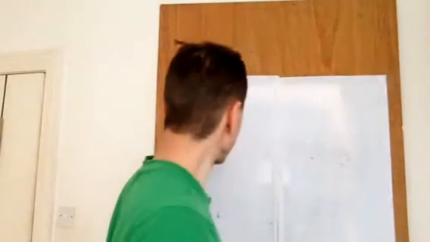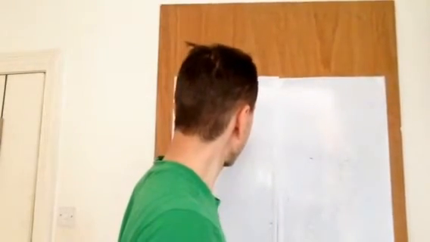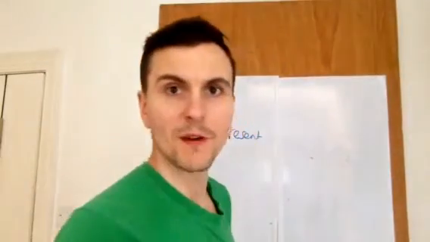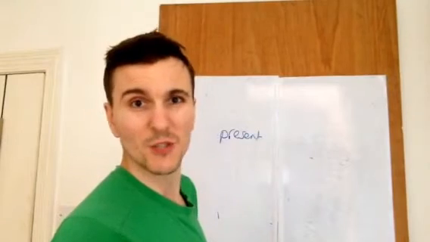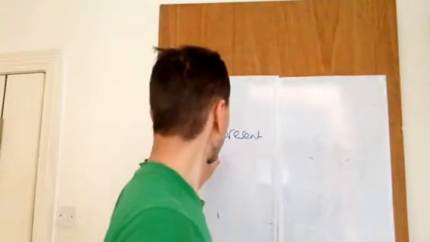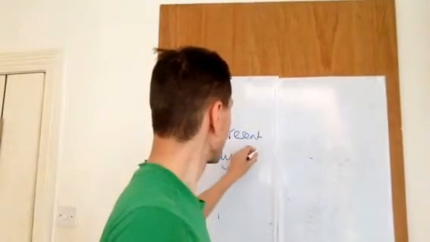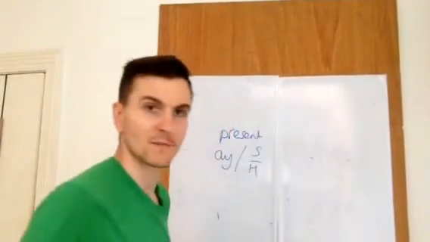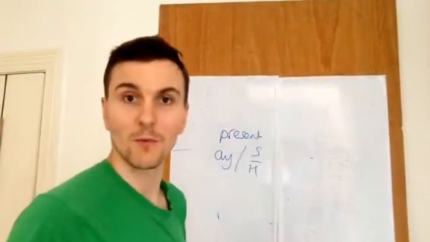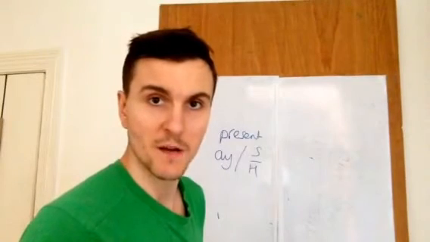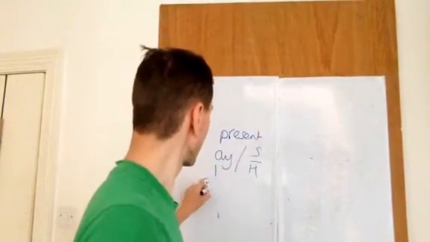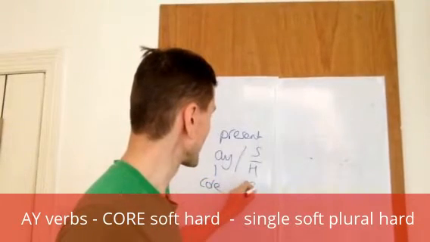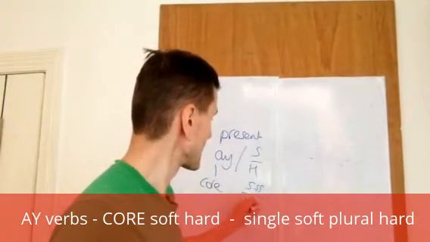So, first things first. When we are in the present, so far we've got two systems, haven't we? So we've got the A method and the soft and the hard. Yeah? So for example, if I gave you a verb manger, yeah, you would know the A method would be that we'd go with the core, and the soft and hard we'd go with 3 softs and 3 hards.